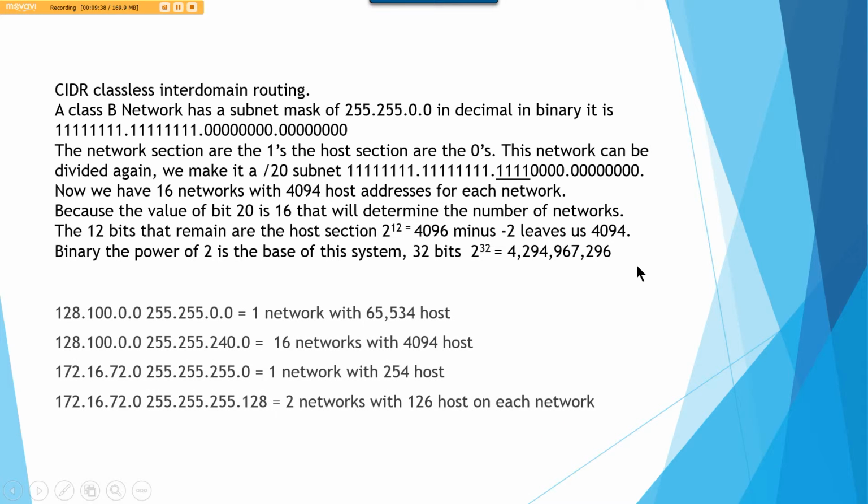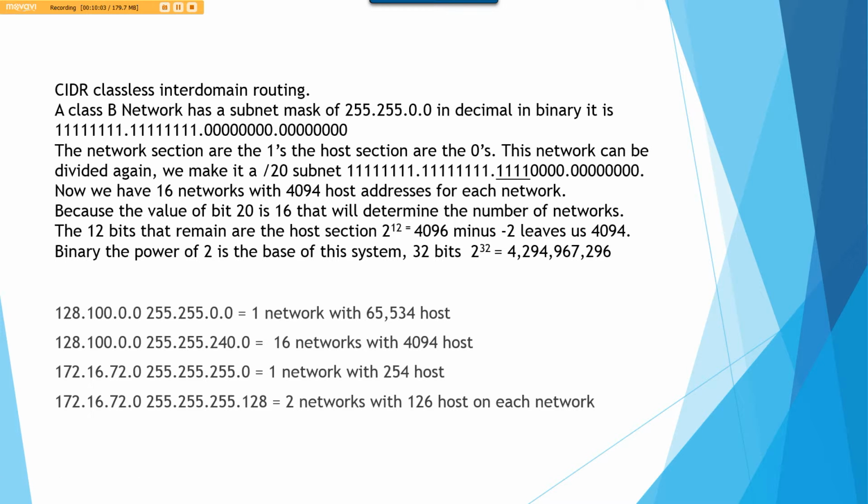Now I'd like to explain that to you a little bit better here. We have a network down here, 128.100.0.0. Its subnet mask is 255.255.0.0. This network would give us one network with 65,534 hosts. So that is a large network.